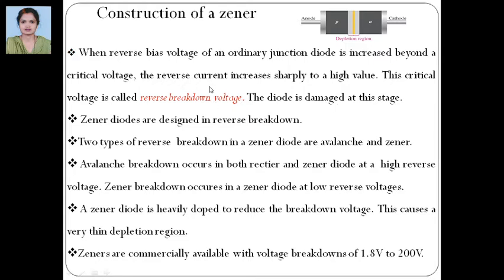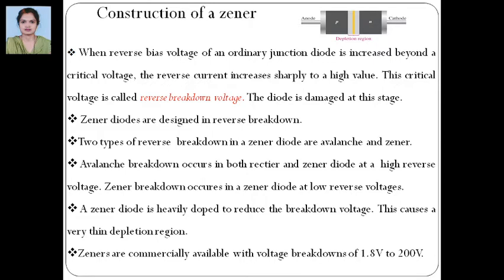Means what? There are two cases, that is forward bias and reverse bias for any diode. In case of forward bias, as we go on increasing the voltage, current also goes on increasing. But in case of reverse bias, up to a certain voltage, current remains constant. But after that, current increases sharply to a high value. Then this voltage is called the critical voltage. In case of reverse bias, it is happening, hence it is called the reverse breakdown voltage.